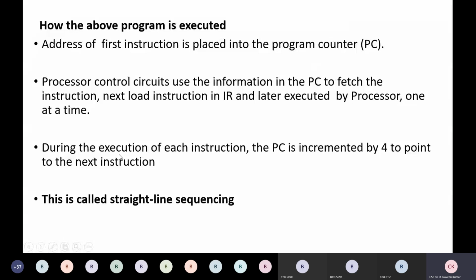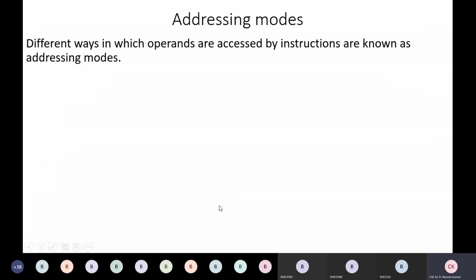Okay. So this fetching of instructions by incrementing the program counter and executing, we call straight line sequencing, because we execute one statement or instruction after another. Going through instruction by instruction with the help of the program counter and executing is what we call straight line sequencing.